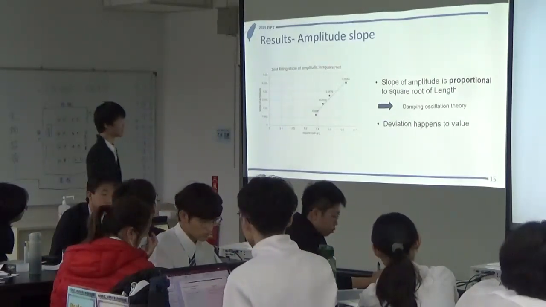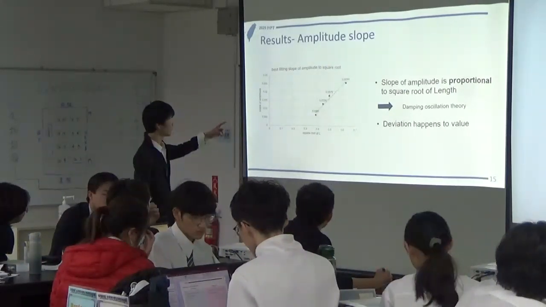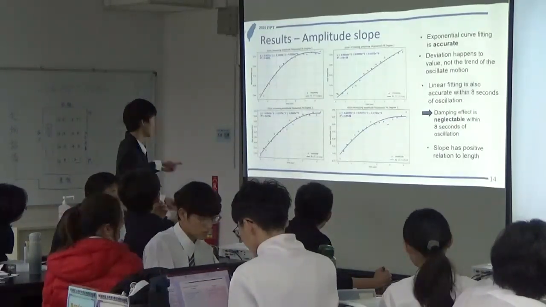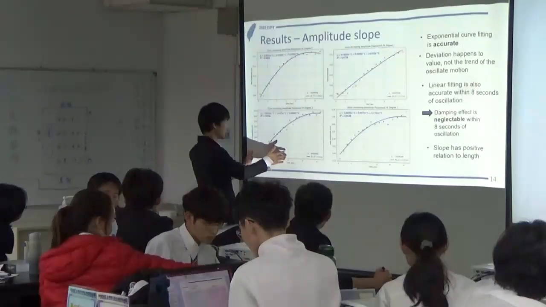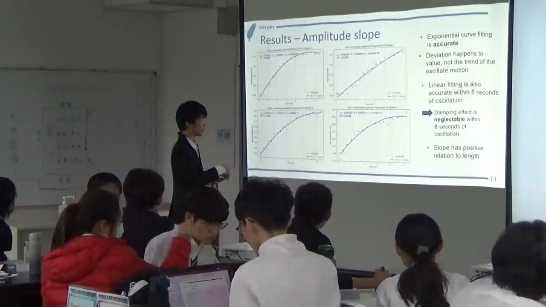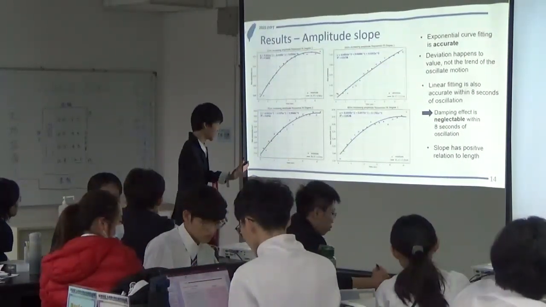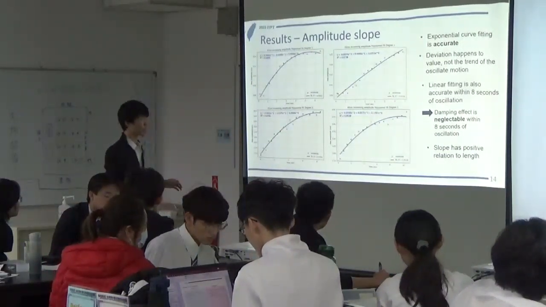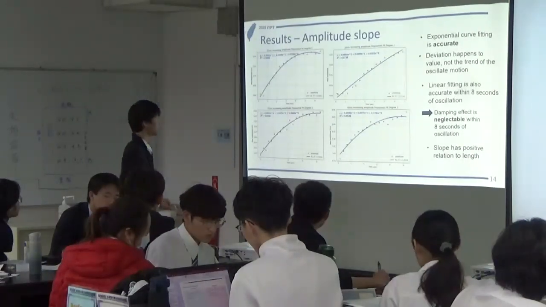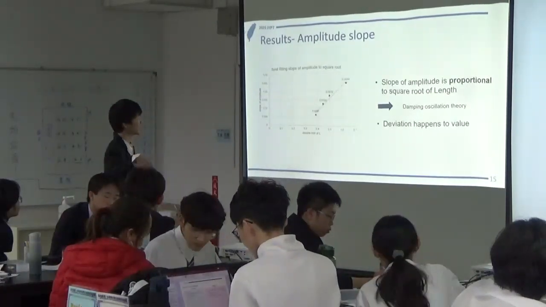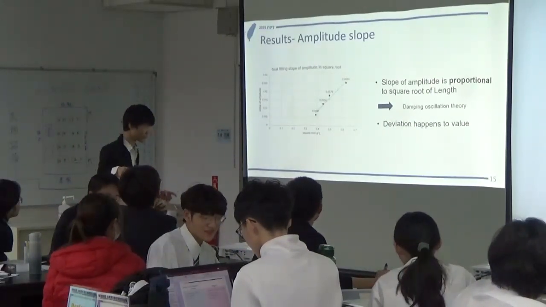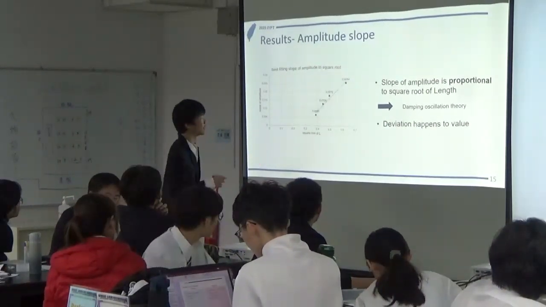And that is our result of the slope of amplitude. That is, what is the slope of amplitude? We use the first 2 seconds or 4 seconds to get the slope because it can be approximated as linear. And then we can get that it is proportional to the square root of L.